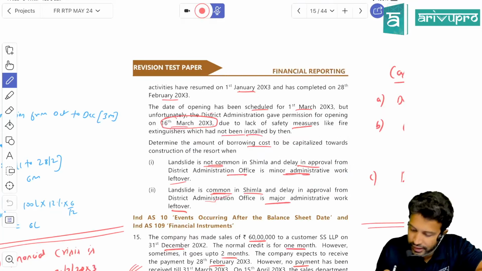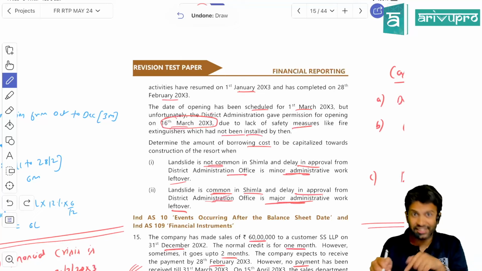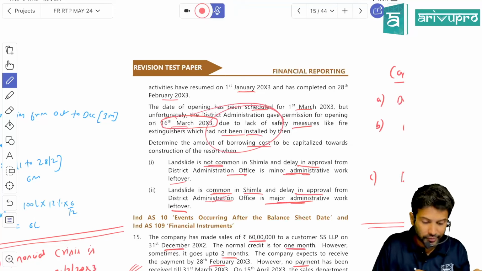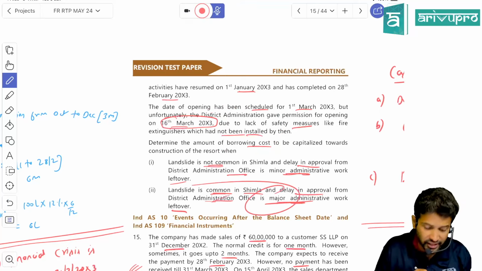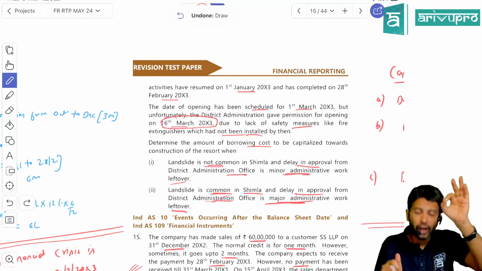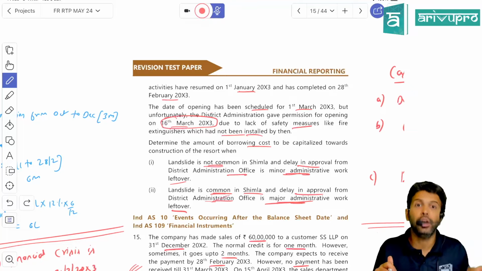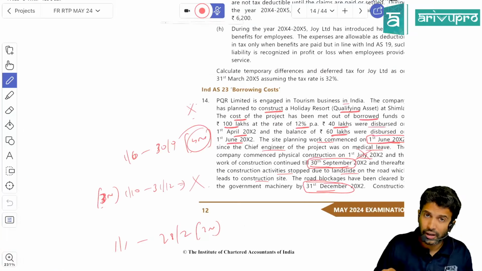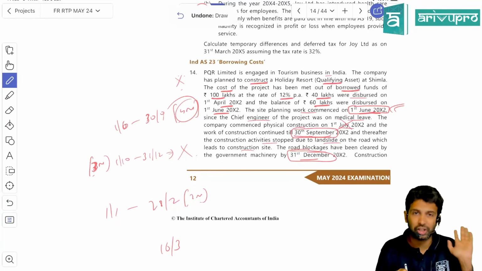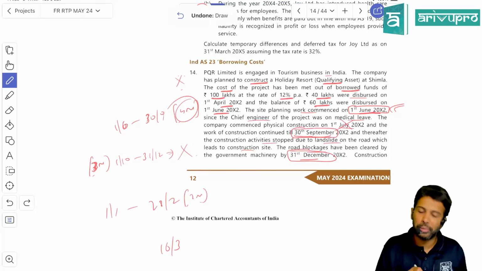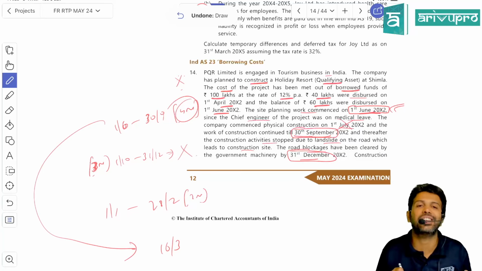Okay, then that is the first part. Then they're saying delay in approval from the district administration is a major administrative work left over. In this case, they modified. So we have to open the resort, we need approval from government. From the first case there, they said approval from government is minor. Now they are saying it is major. If it's major, unless this approval is received, you cannot say qualifying asset is substantially complete because they're using the word major. So in this particular case, the qualifying asset is substantially complete not on 28th February, but on the day you receive the approval, which is 16th March. Okay, they're saying landslide was common, so this period of capitalization also will still continue. So you have to capitalize from 1st June to 16th March.